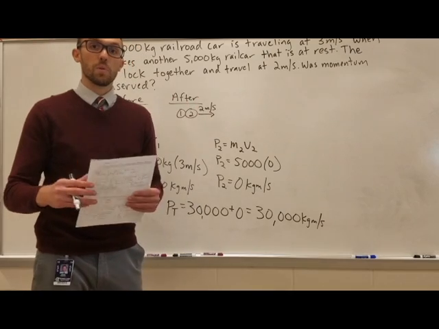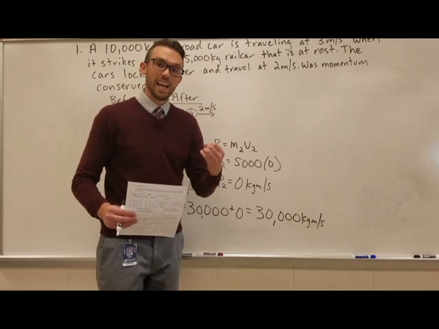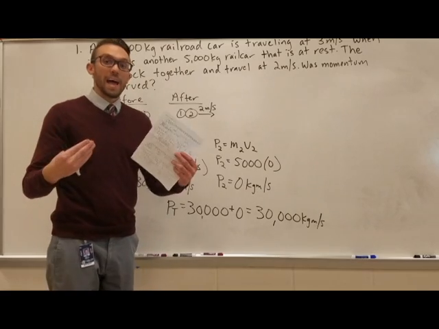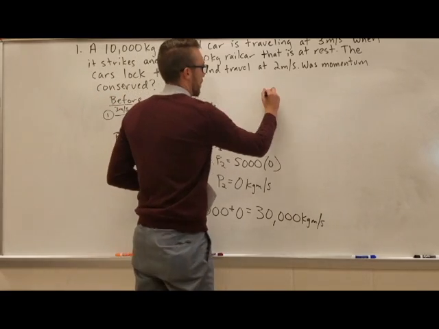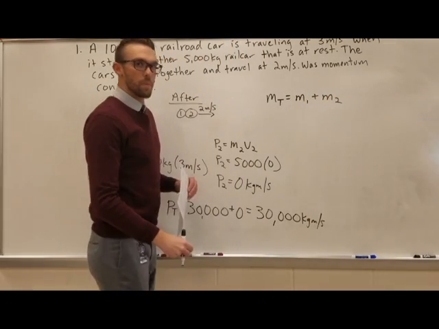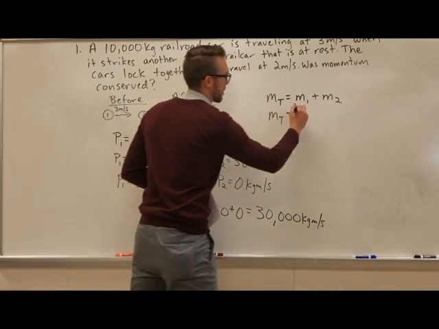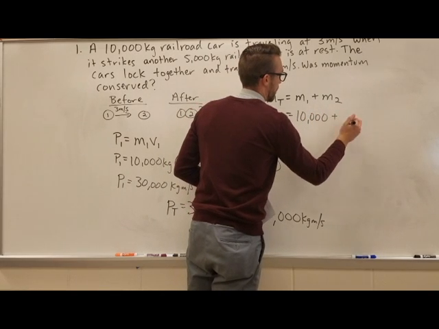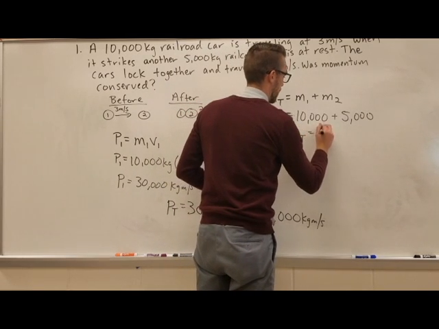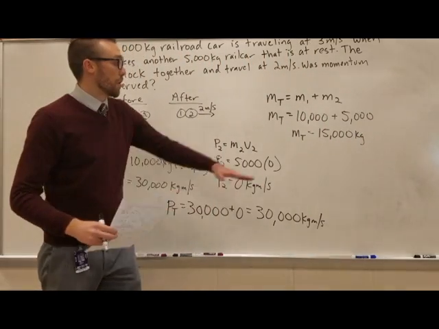So now we need to look at our momentum after the collision takes place. First things first, we know that it is an inelastic collision, so that means that our masses are sticking together. So we need to add those masses together to figure out our total mass, and that's mass 1 plus mass 2. So total mass is equal to mass 1, which is 10,000 kilograms, plus mass 2, which is 5,000 kilograms, and we get a total mass of 15,000 kilograms. So now we know our total mass.